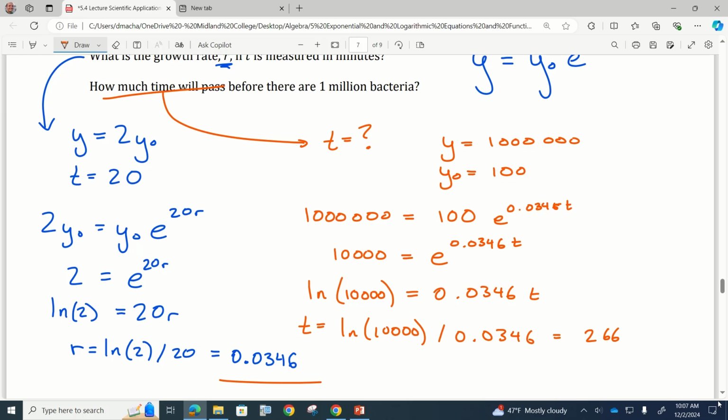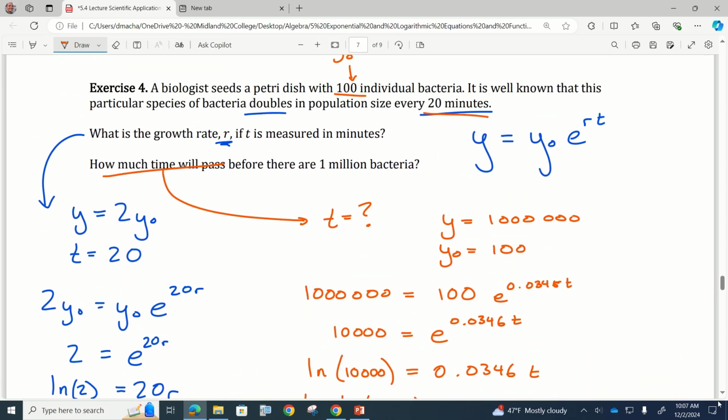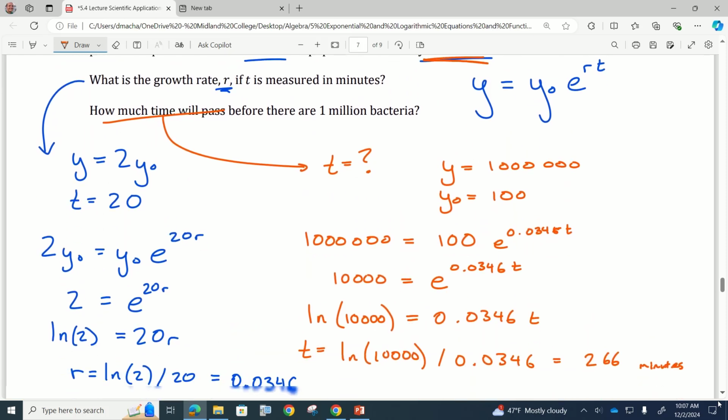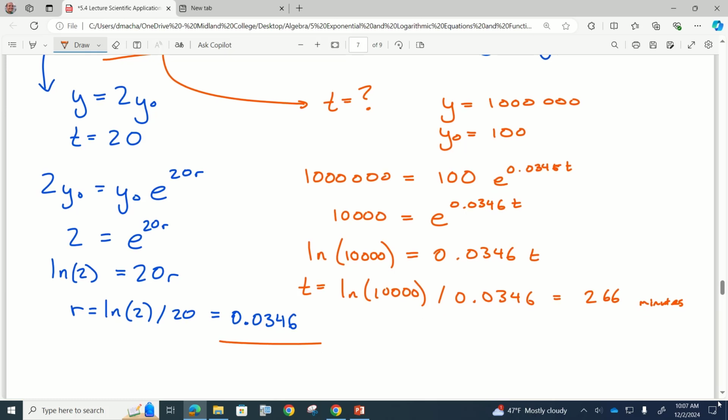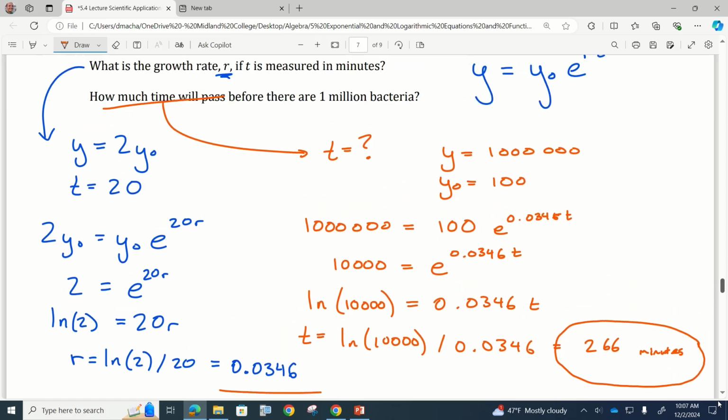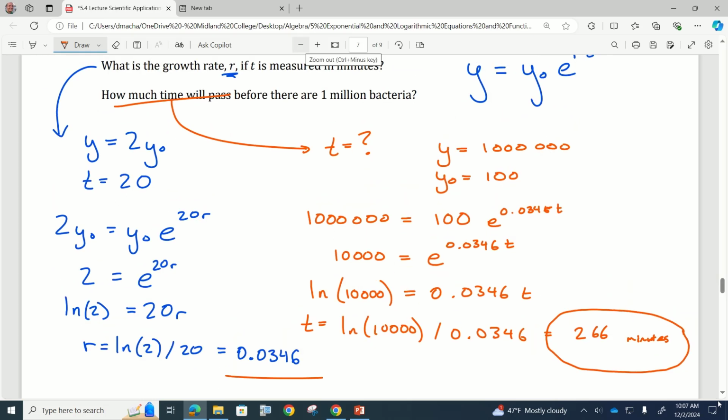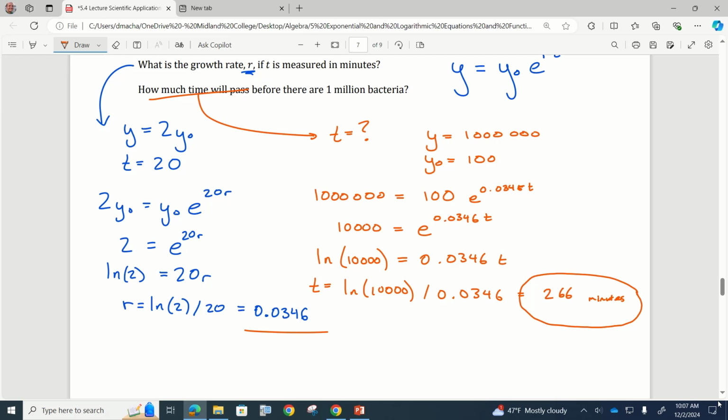So 266, that's 3 significant figures, and that is in minutes, I believe, because my half-life that we started from was given in minutes. It said 20 minutes. So this lowercase t is now in minutes. 266 minutes, that's like, I don't know, 4.5 hours? So if I want to go from 100 bacteria to 1 million bacteria, and they have enough food and whatever else they need to continue to reproduce, then I should have 1 million bacteria in 4.5 hours.